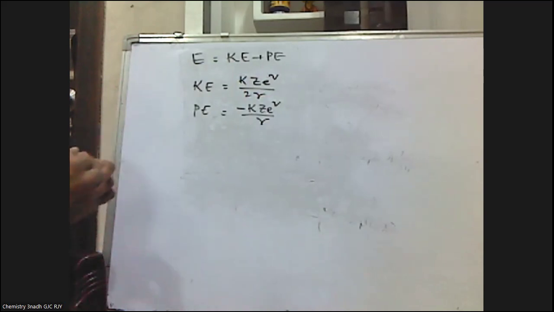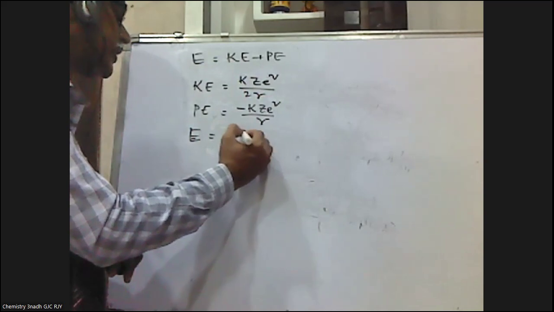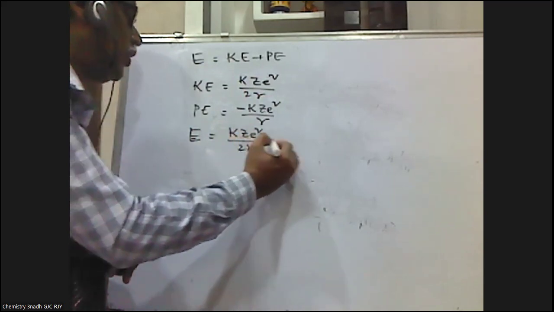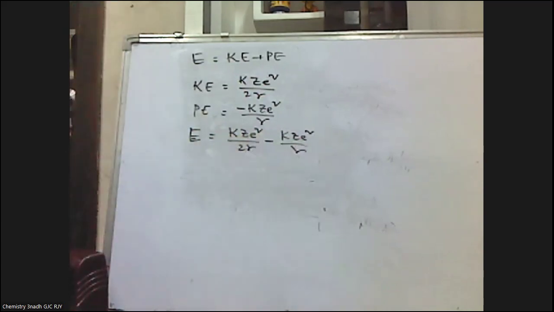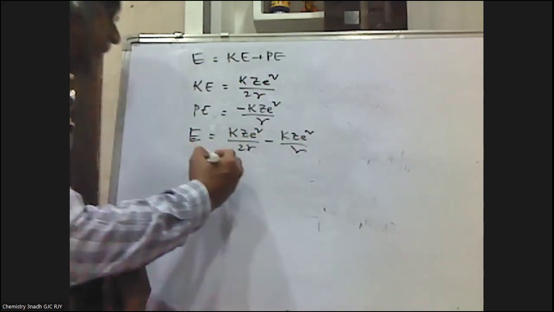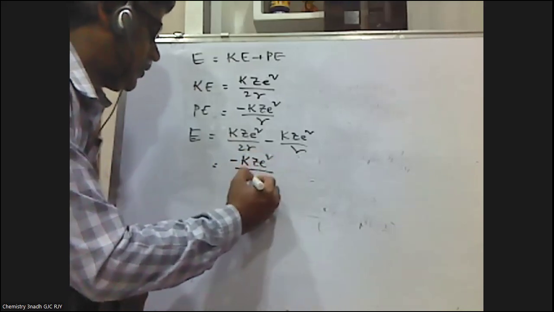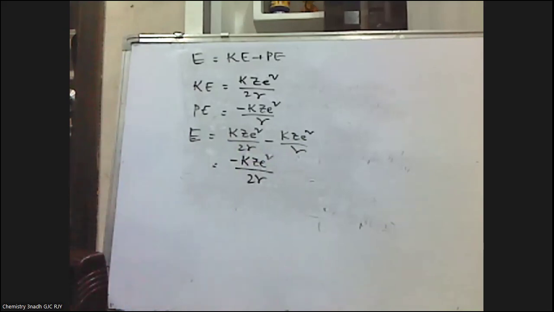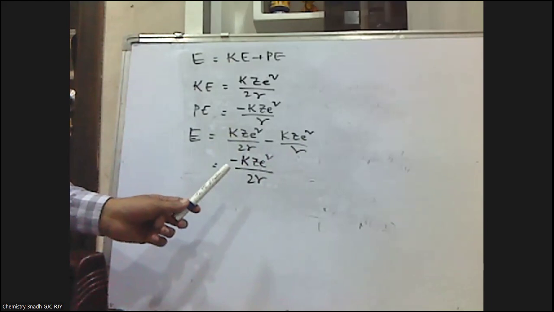Right? So the total energy expression is given by kinetic energy plus potential energy: Ze square by 2R minus K into Ze square by R. So we will get an expression of minus K into Ze square by 2R. So the total energy expression is this one, minus K into Ze square by 2R.